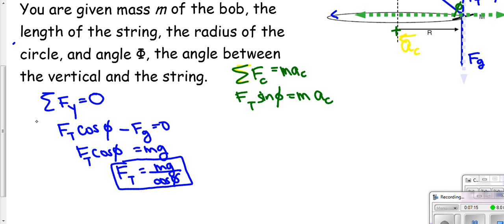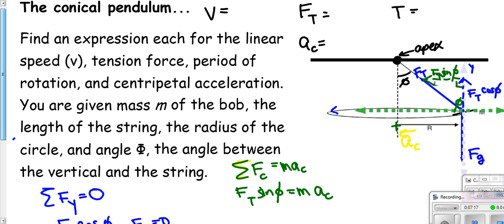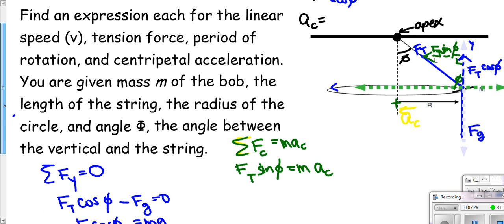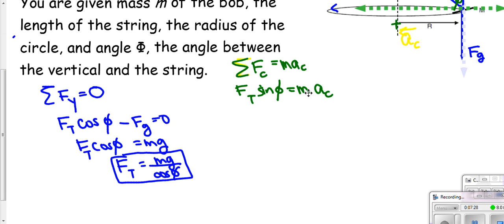Isn't that nice? Let me write that up here. Keep track of what we got. Wow, we've got 1 out of 4. Great job. What I do notice is when I wrote up an expression for the sum of the centripetal force, I needed force of tension or something else to solve in here. So now I've got force of tension.